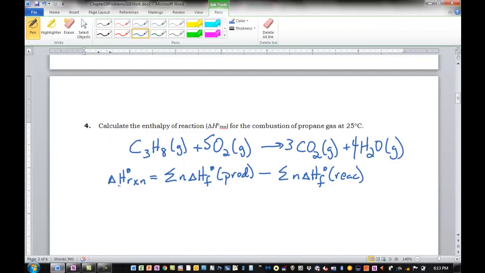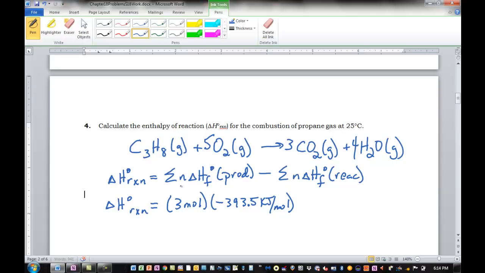So let's go ahead and plug these in, and we'll talk about oxygen in just a second. So we have 3 moles. Now don't forget, those delta H of formation values are per 1 mole of substance. By definition, that's what a delta H of formation value is. It's for the formation of 1 mole of that substance. We have 3 moles of CO2. The value for that was negative 393.5 kilojoules per mole. We are going to sum that to the other product.